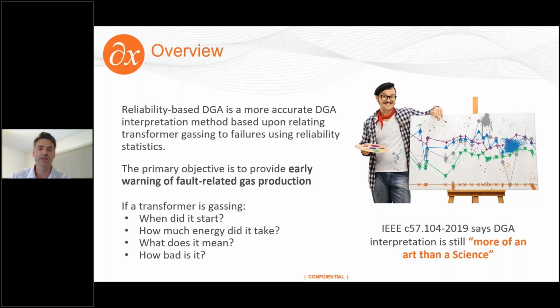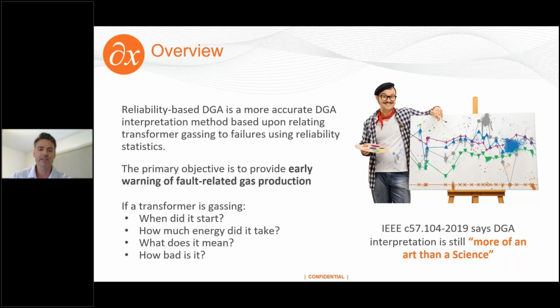So in this webinar, we'll answer some fundamental questions about a gassing transformer, such as when did the gassing start? How much energy did it take to make the gas? What does the gassing mean? And relatively speaking, how bad is this case of gassing compared to other ones in your fleet?